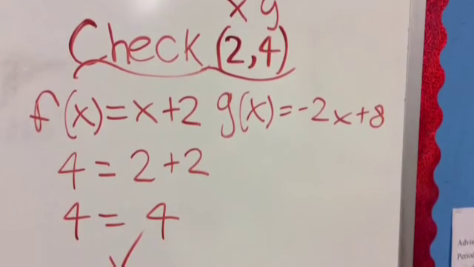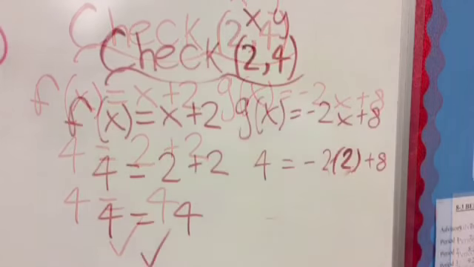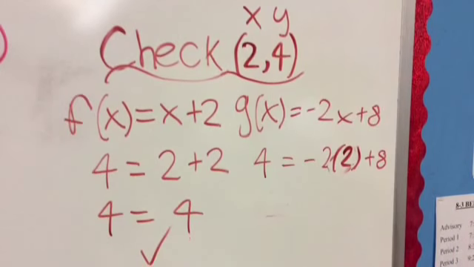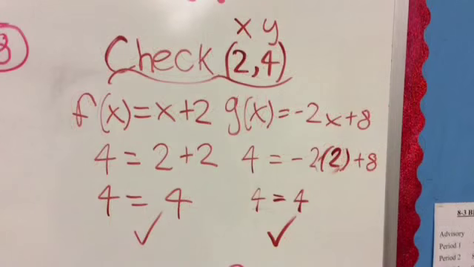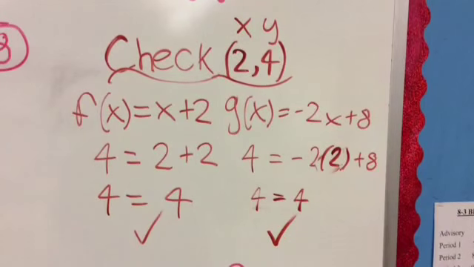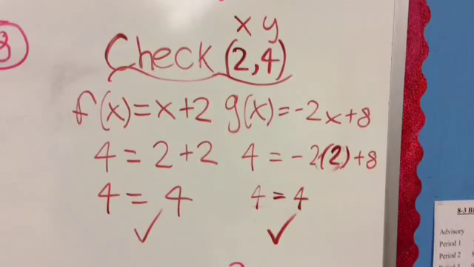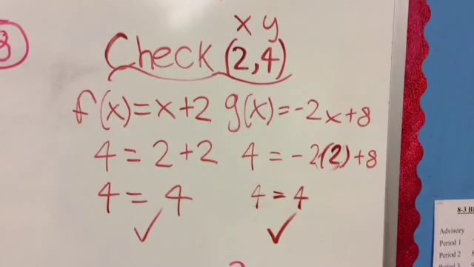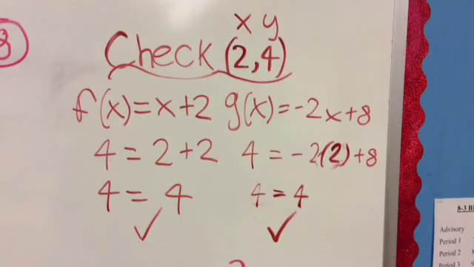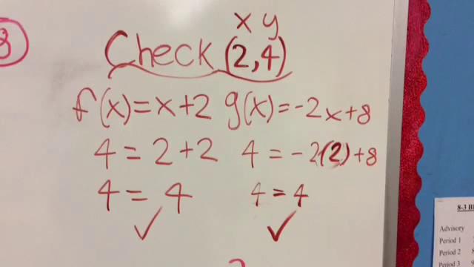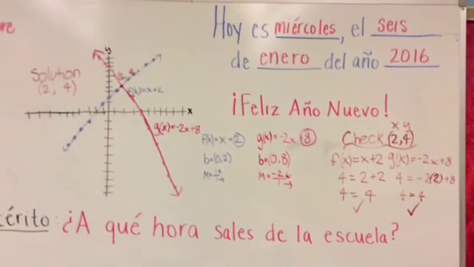2 plus 2 is 4. 4 equals 4. The first equation works. For the next equation, once again, plug 2 for x and 4 for y. Negative 2 times 2 plus 8 equals 4. 4 equals 4 and both sides are equal. This equation worked out. Both equations are equal on both sides, therefore the solution is 2, 4.